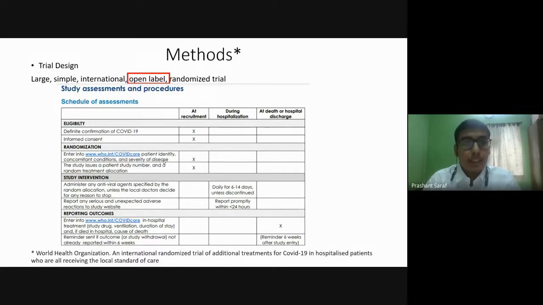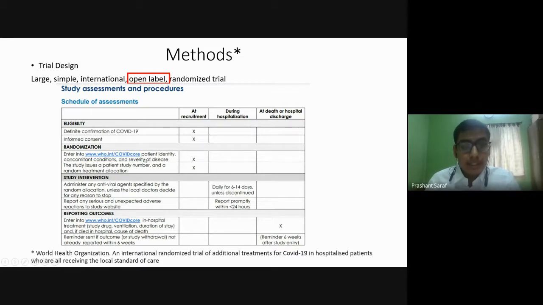This table shows the schedule of assessments and the procedures. It is given in the protocol. So we will see each of these points in detail in the presentation. So starting, first the patients were judged on whether they are eligible to participate in the study. They were confirmed to be COVID positive. Informed consent was obtained. So this was at the time of the recruitment.